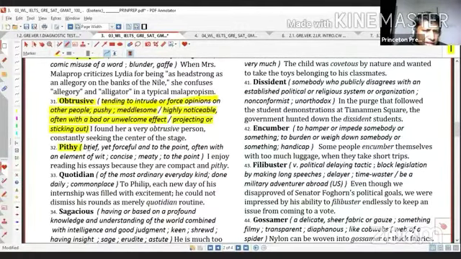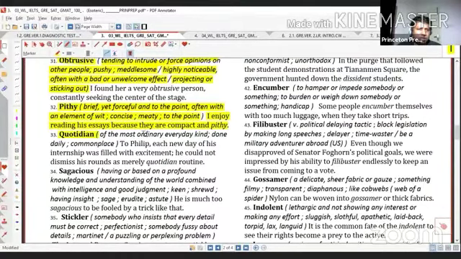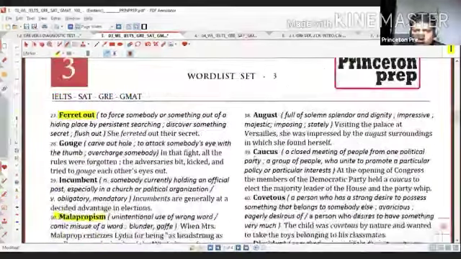তারপরে pithy. What's that? Brief yet forceful and to the point. Pithy হলো খুব অল্প ছোট কিন্তু অনেক জোরালো, strength আছে, an element of wit, concise, meaty, to the point. I enjoy reading his essays because they are compact and pithy. এটা হলো quotidian মানে খুবই সাধারণ, of the most ordinary everyday kind, গতানুগতিক, nothing very different. To Philip, each new day of his internship was filled with excitement, who could not dismiss it as merely quotidian. Quotidian মানে just regular.